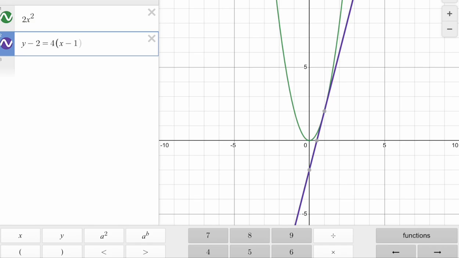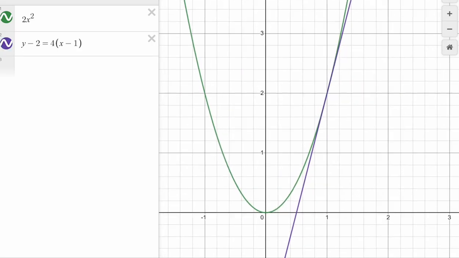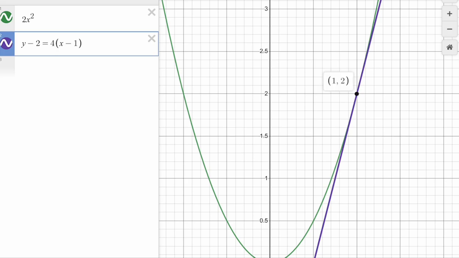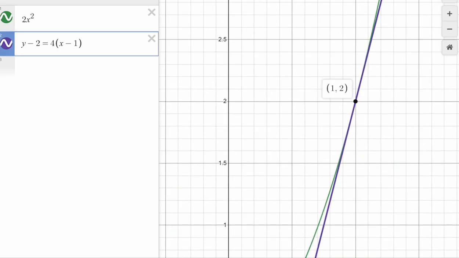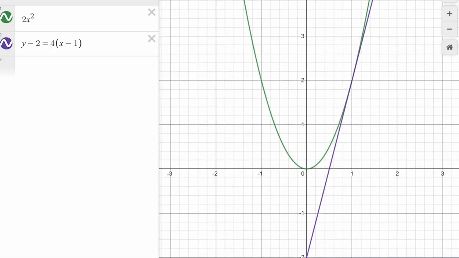So let's look at what we've got there. We've got the point 1, 2. The slope we believe is 4. Does it touch that point where we want? Bam. Does it appear to skim across it without really touching it? If we zoom in, the closer we zoom in, we're just skimming across the graph at that point. Okay?